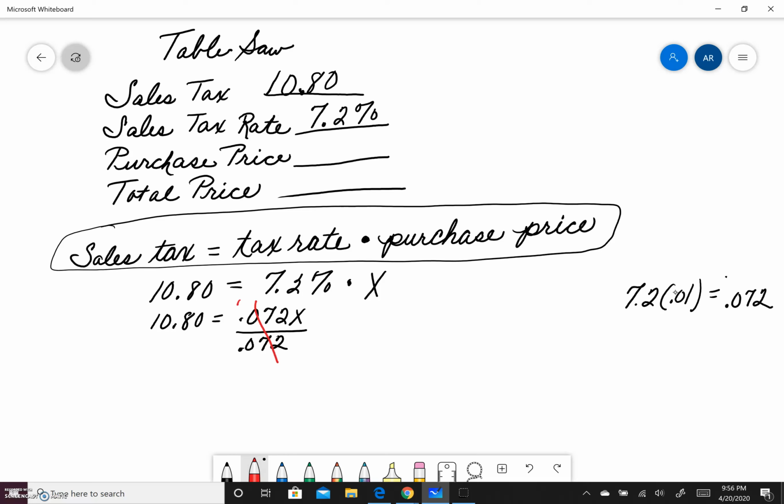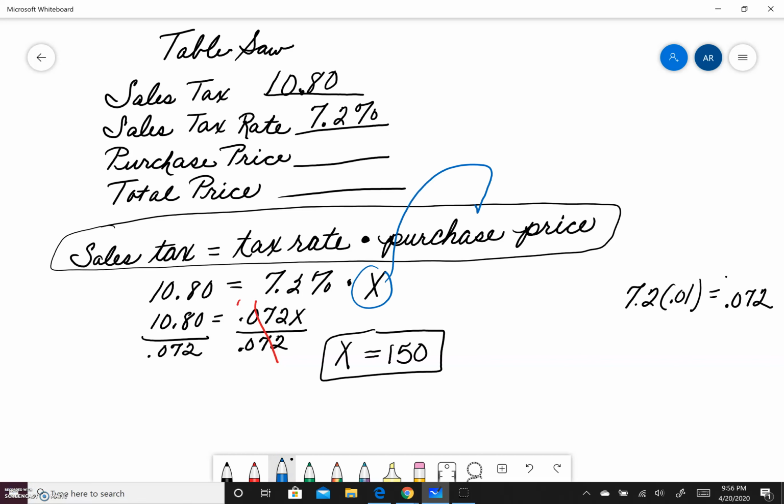That divides out to 1. What you do to one side, you must do to the other. And when you plug that into the calculator, x should equal 150. So remember, our x was representing the purchase price. So we just solved that. So I'm going to write that in as 150.